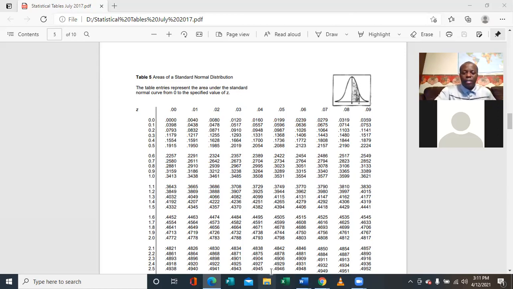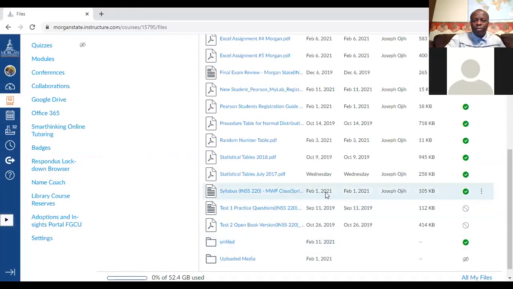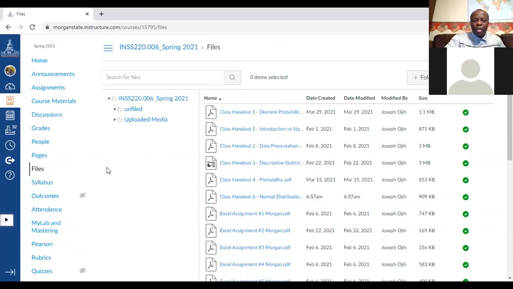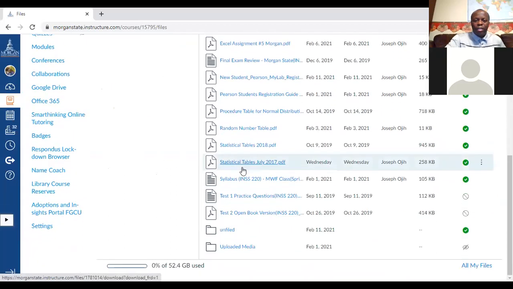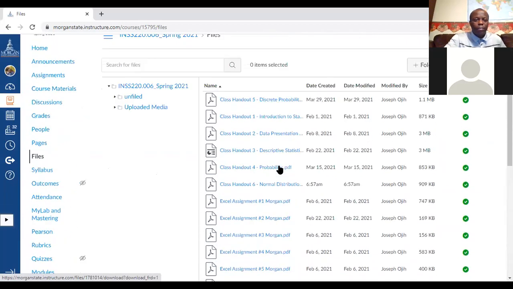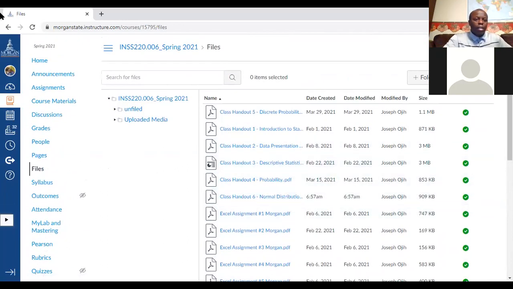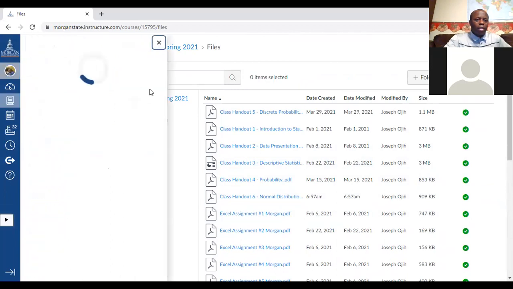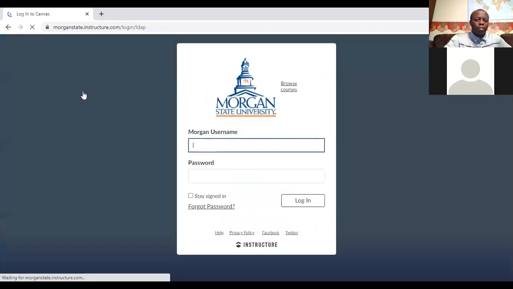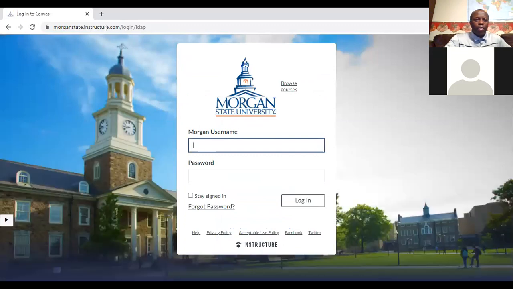So that table is here. I encourage you to download it from your course website: log into your class, go to files. This is the Statistical Table 2017. Download it and then use it, because we'll be using it until the end of the class. Now, having said that, I can log out so that we can begin the class. I'm going to close this so that we don't have so many things open. Let me share my screen again.